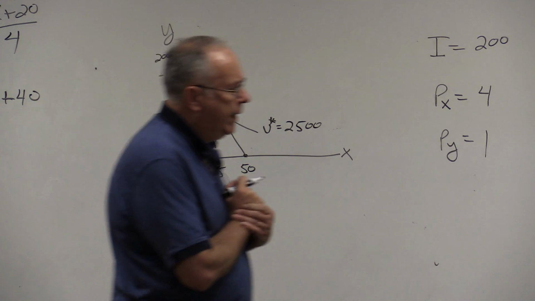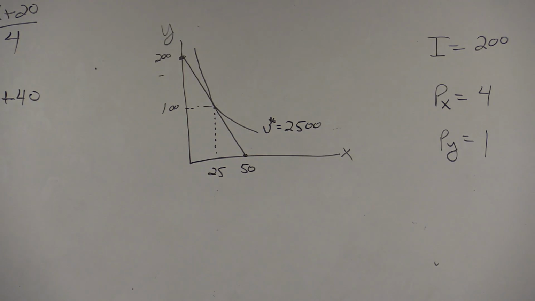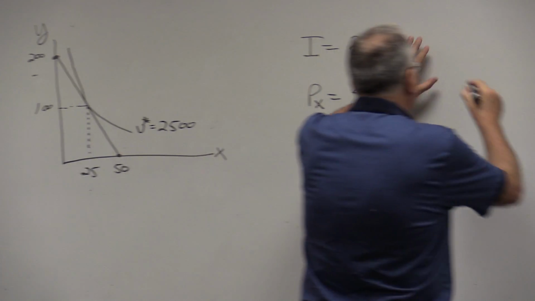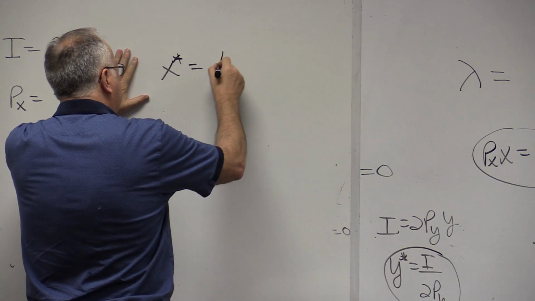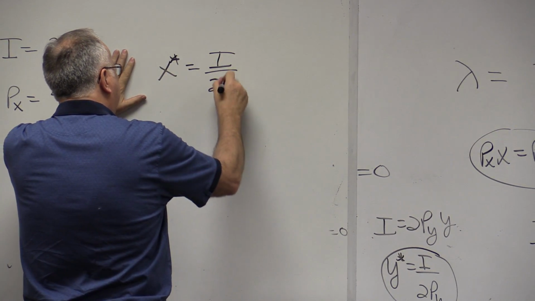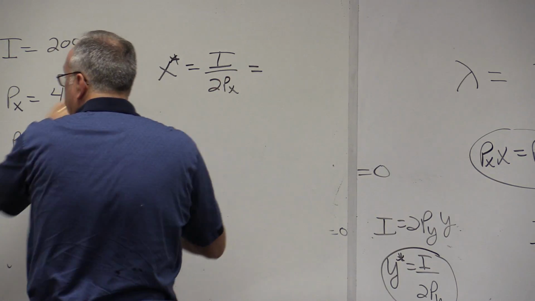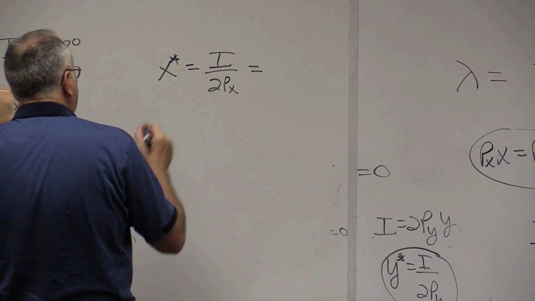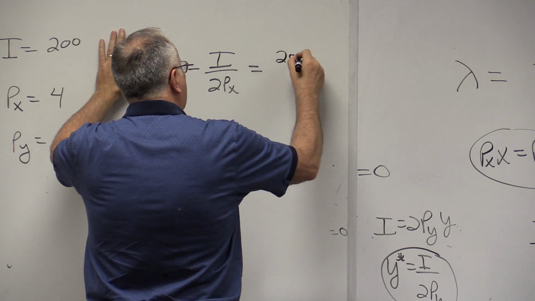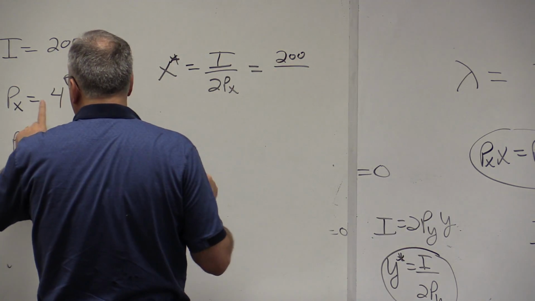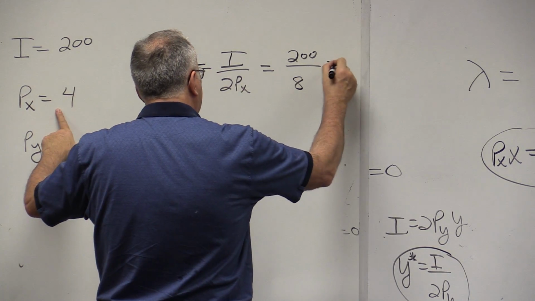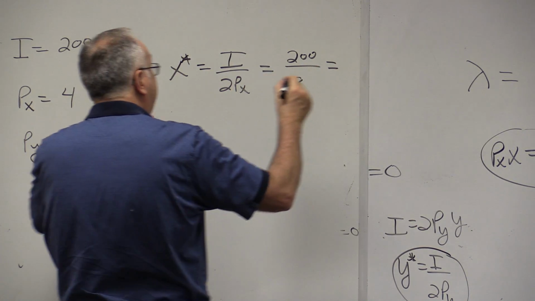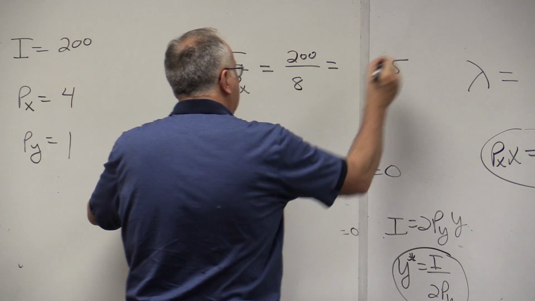Okay, let's see if that matches our Marshallian demand functions. It should. According to our Marshallian demand function for good x, the more general expression is I over 2 times the price of x. In our particular case, I was 200, wasn't it? And the price of x was 4. So this would be 200 over 8. And that should be 25. Yes, that looks good.